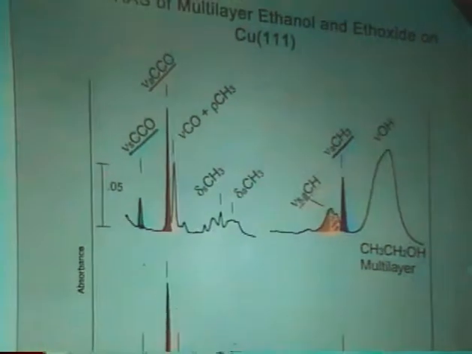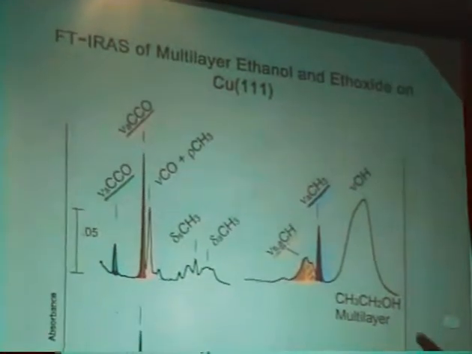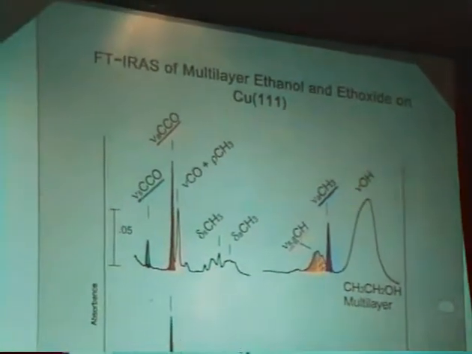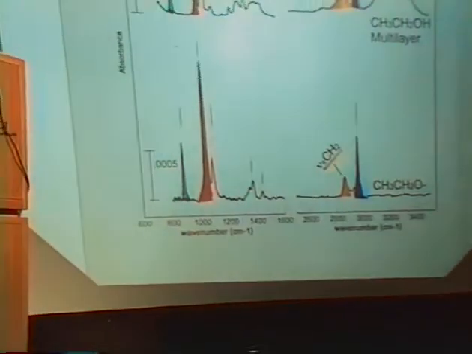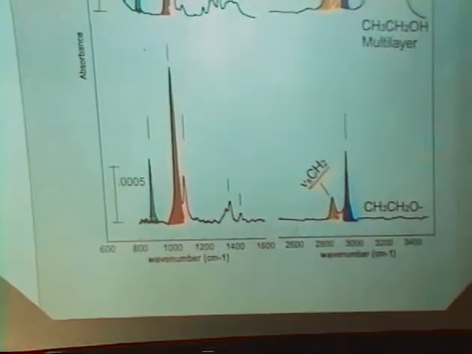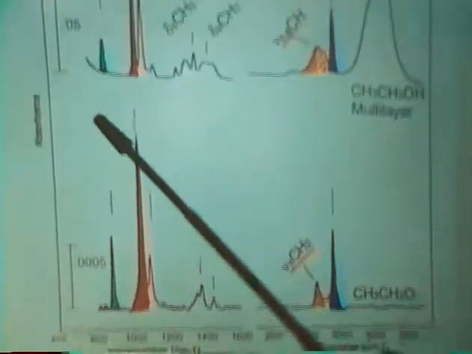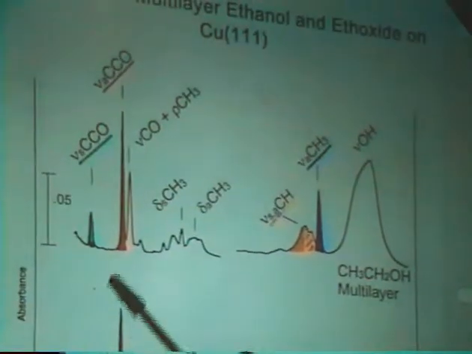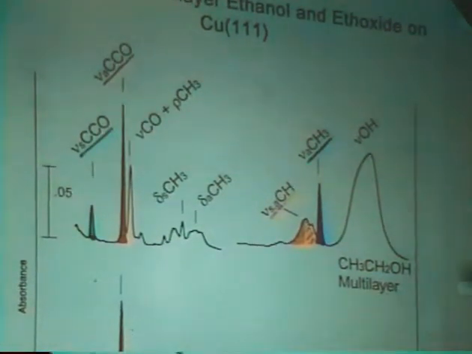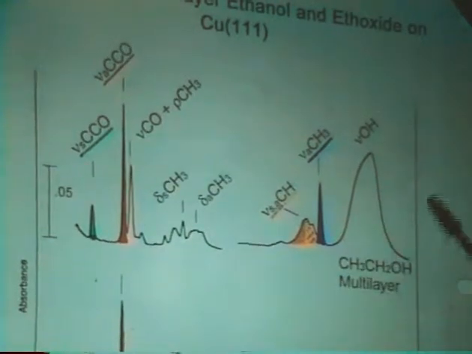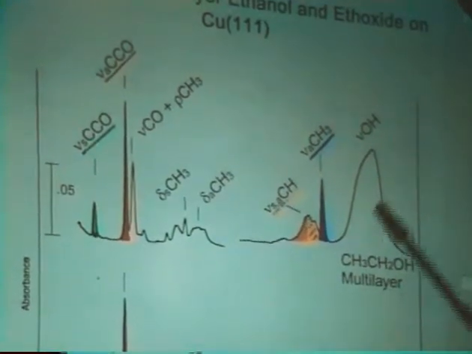For the alcohol, the ethanol, and ethoxide itself, here are the spectra of, on top, the multilayer ethanol, and on bottom, ethoxide at saturation coverage on the copper 111 surface. I've identified many of the modes and colored some of them in for viewing. You can see here in green and red the symmetric and asymmetric CCO stretches. In the higher frequency region, find the alcoholic OH stretch here.